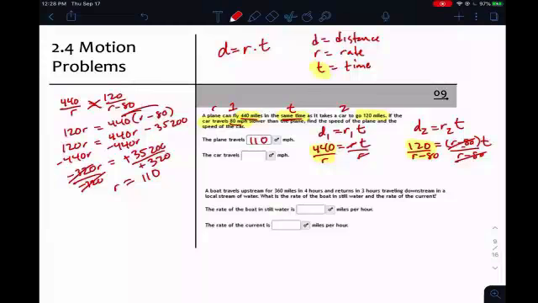Therefore, the car is going to be what we see from right here. The rate of my car is 110 minus 80. If I simplify that, I get the rate of my car to be 30 miles per hour. And that would be my solution for that problem.